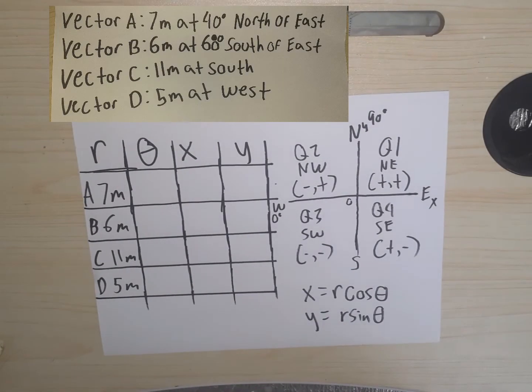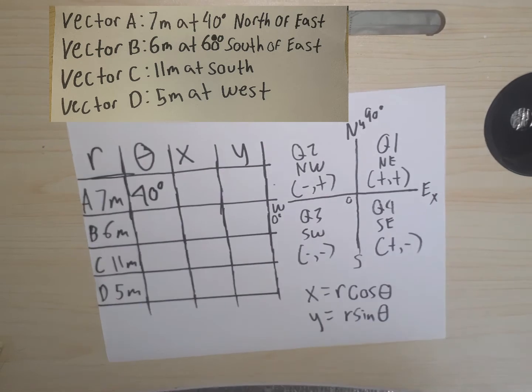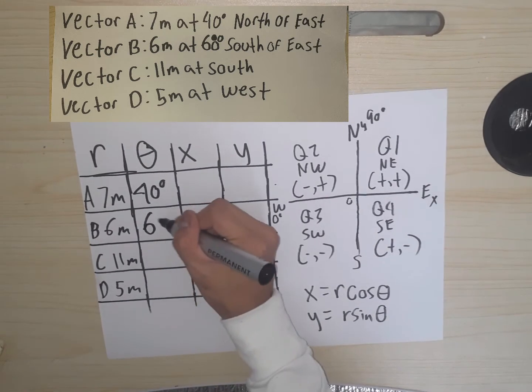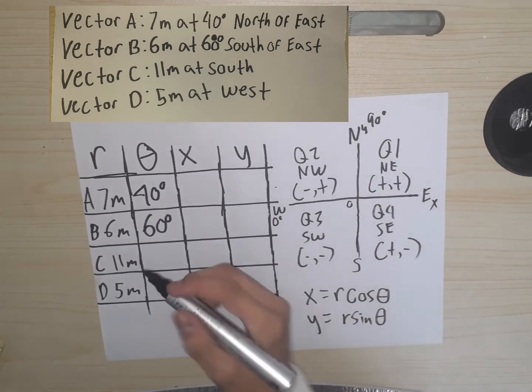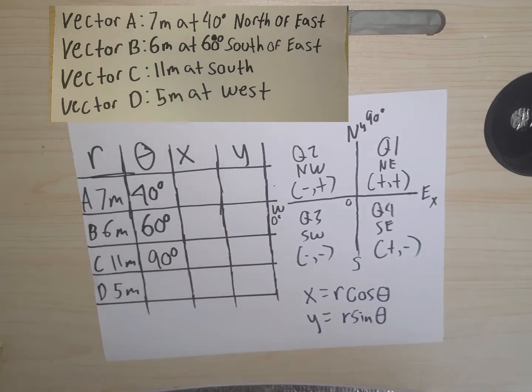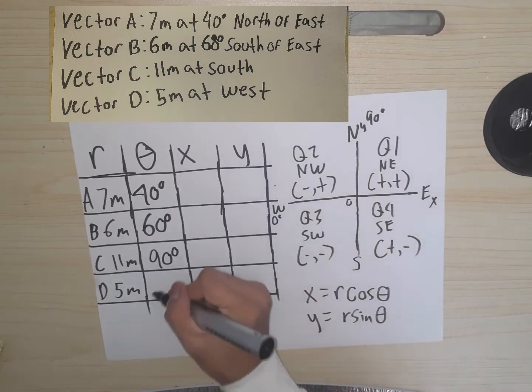And now, we're gonna find the reference angle. For vector A, it is 40 degrees. For vector B, it is 60 degrees. For vector C, there's no given direction, so we're gonna use north, east, south, west. If it's north or south, you're gonna use a 90 degree reference angle. And if it's west or east, you're gonna use a 0 degree reference angle. So our vector C is in the south, so it's 90 degrees. And for our vector D, it's in the west, so we're gonna use 0 degrees.